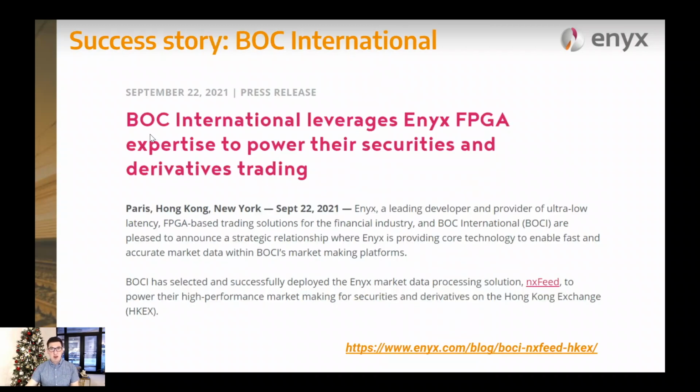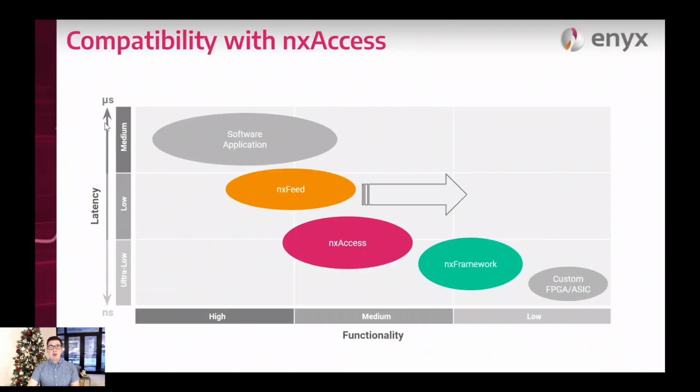One key success that we've had recently, and we're very pleased to talk about this, is the fact that Bank of China International is now using nxFeed to process the Hong Kong exchange. We've been working with them to make sure that they can have a seamless transition from a software-based in-house solution to an FPGA-based solution using nxFeed. So thank you again, Bank of China, for your business.